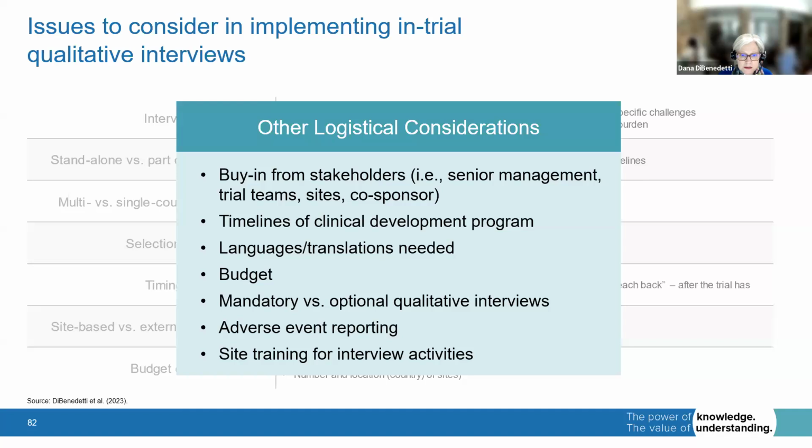And timelines, as I mentioned on the previous slide, clinical trials might proceed without the interviews in them because the interview planning was introduced much too late in the clinical development program. Next slide.